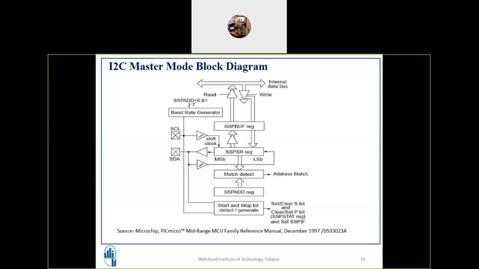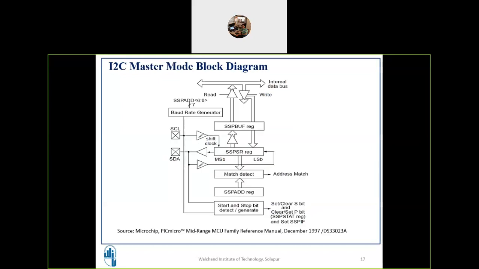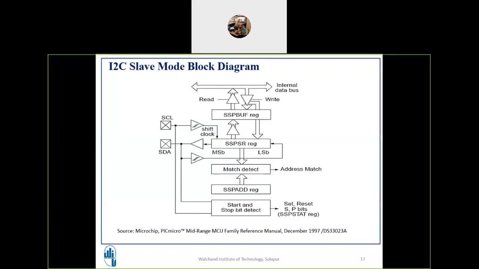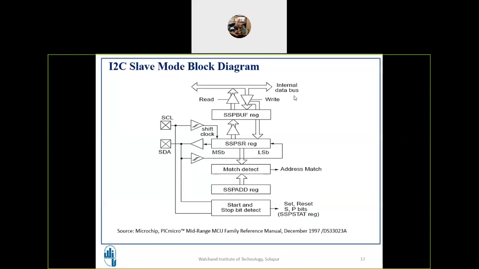Okay, so this is the diagram for the master, and this is the diagram for the slave. If you compare them, what is missing? Just concentrate. This was the diagram for the master, and this is the diagram for the slave. Only one part is missing here. Can you locate or identify what that part is?